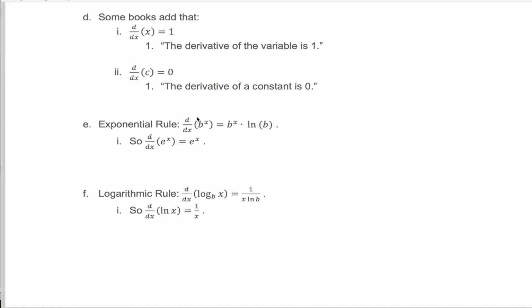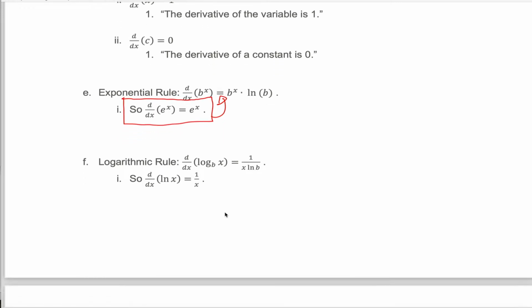And a nice consequence of that rule is, because the natural log of e is just equal to 1, the derivative of e to the x would be e to the x times the natural log of e, which is e to the x times 1, which is just e to the x. Most students, if I'm being perfectly honest, memorize this as kind of a different rule, but really it's a consequence of this kind of more general rule up above.